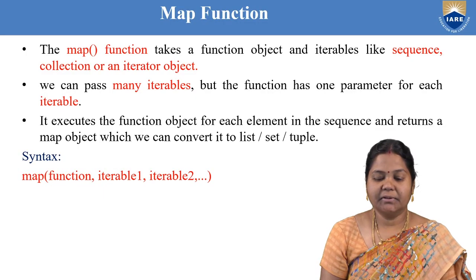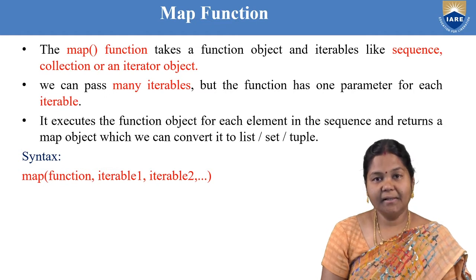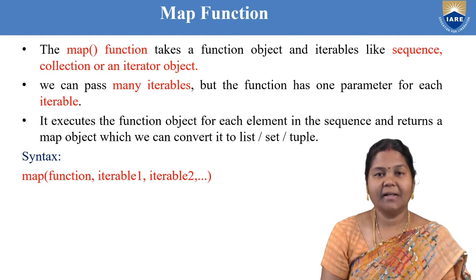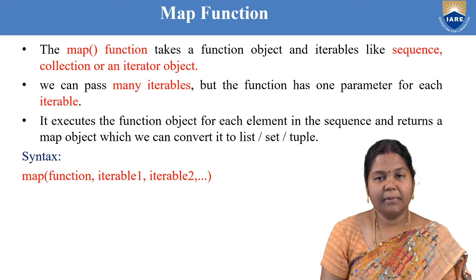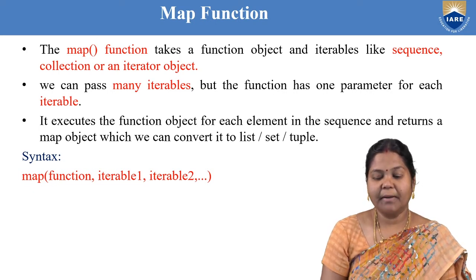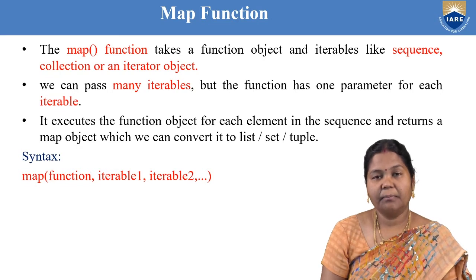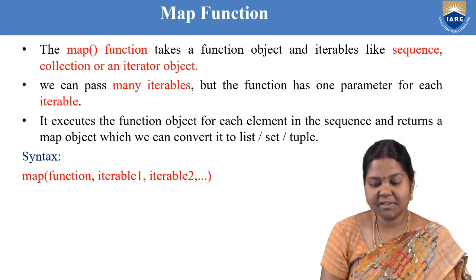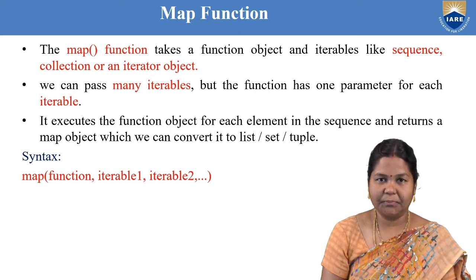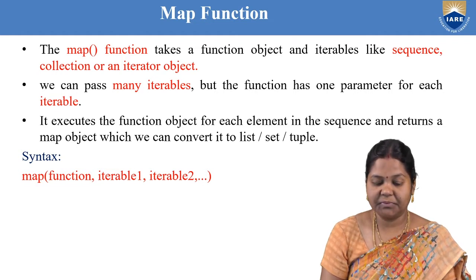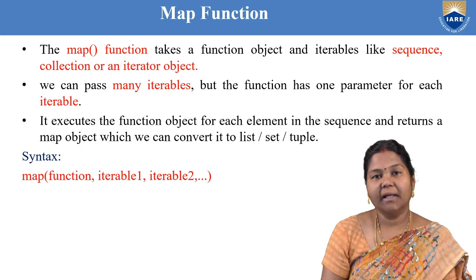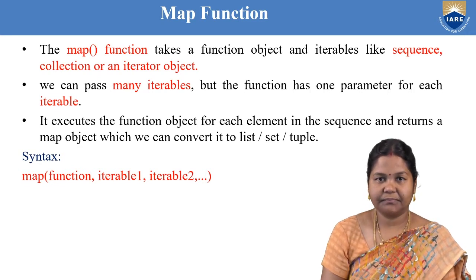Now, the map function takes a function object and iterables, like a sequence, collection or any iterable object. This function can take more than one iterable. That means we can pass multiple iterables to the map function, but the function that we are passing as the first argument must have one parameter for each iterable. It executes the function object for each element in the sequence and returns a map object which we can convert further into a list, set or tuple.